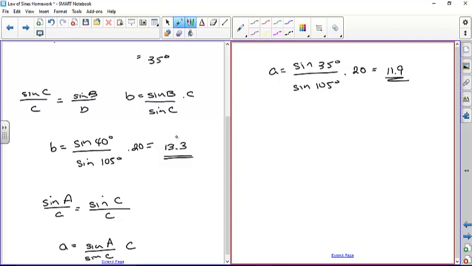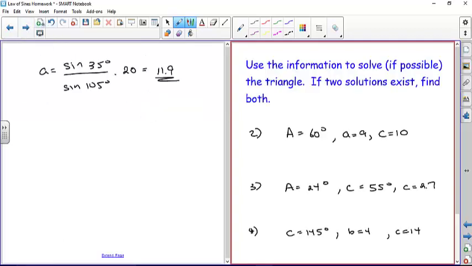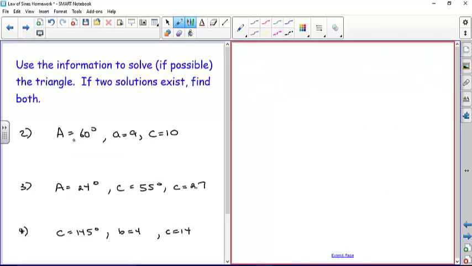So those are all the unknowns for this problem. Okay, the next bunch are just like this one, except we haven't drawn them. So what we could do is try to sketch out what's going on here, just to have some idea of what might be the situation.